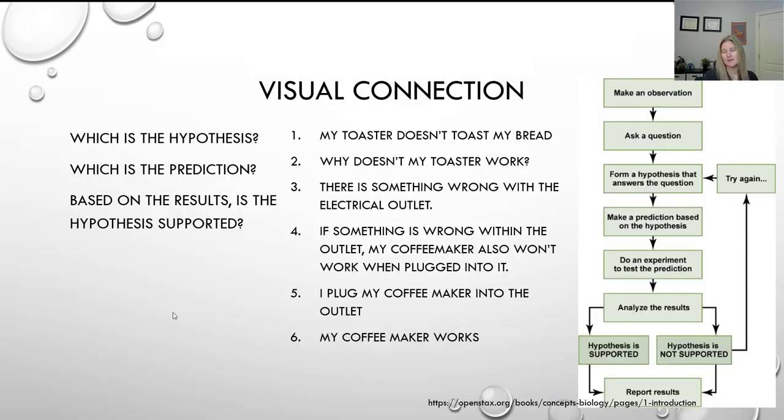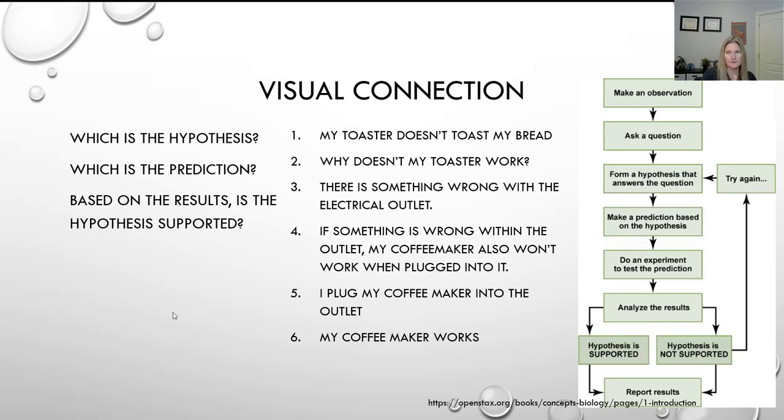Okay, so here is another visual connection question from the OpenStax textbook. In that visual connection, we have that image that I showed you with the scientific method. And we're going to use that image to answer the questions here. So we have this order of events that follows the scientific method. So number one, my toaster doesn't toast bread. Well, why doesn't my toaster work?